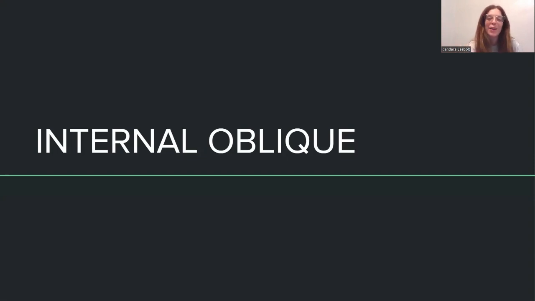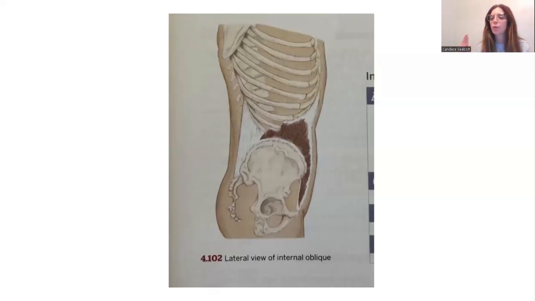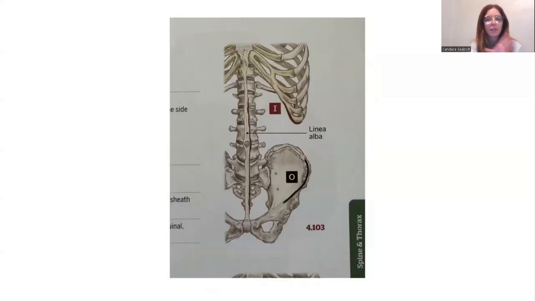Hi guys, today we're going to talk about the internal oblique. The first thing we're going to look at is where exactly the muscle is. We have a lateral view of the internal oblique here. I'm going to show you an anterior side of this, but it's just going to show you where the insertions and the origins are.